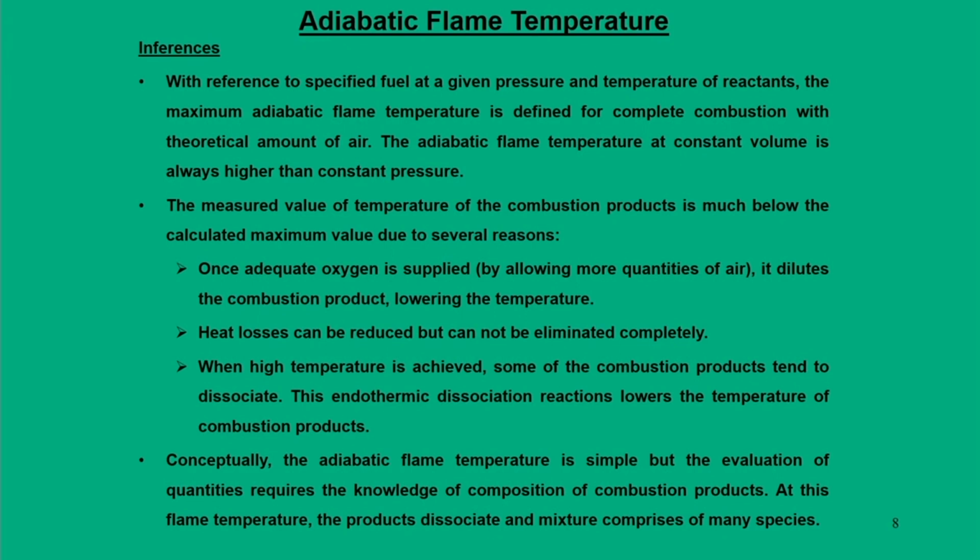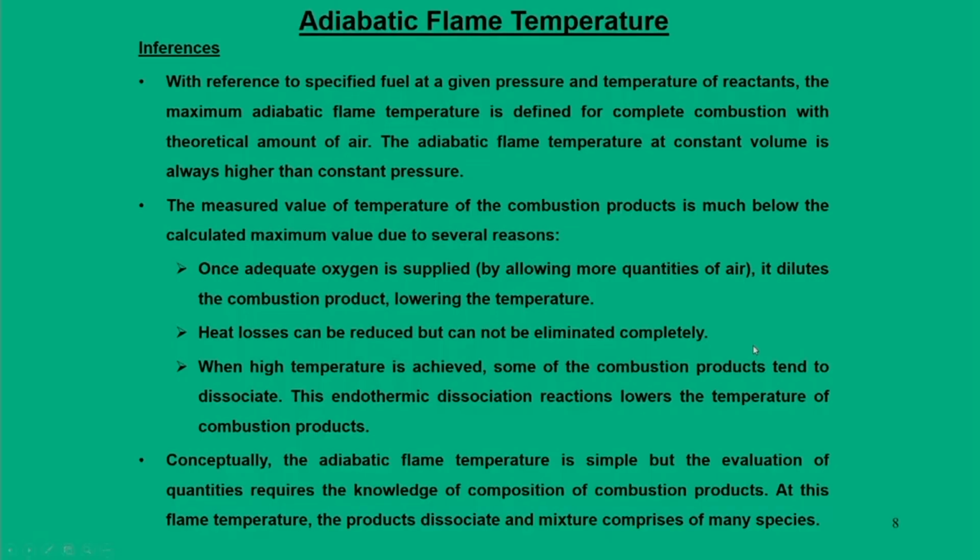That is because of several reasons. First, once adequate oxygen is supplied by allowing more quantities of air, we expect the reaction to be complete, that is, complete combustion. That means we should be able to supply a sufficient quantity of air just to make complete combustion. When you do this, it dilutes the combustion products and thus lowers the temperature. While modeling adiabatic temperature, we say it is an adiabatic model by putting insulation, but through this insulation it is possible to reduce heat loss, but it cannot be eliminated completely.